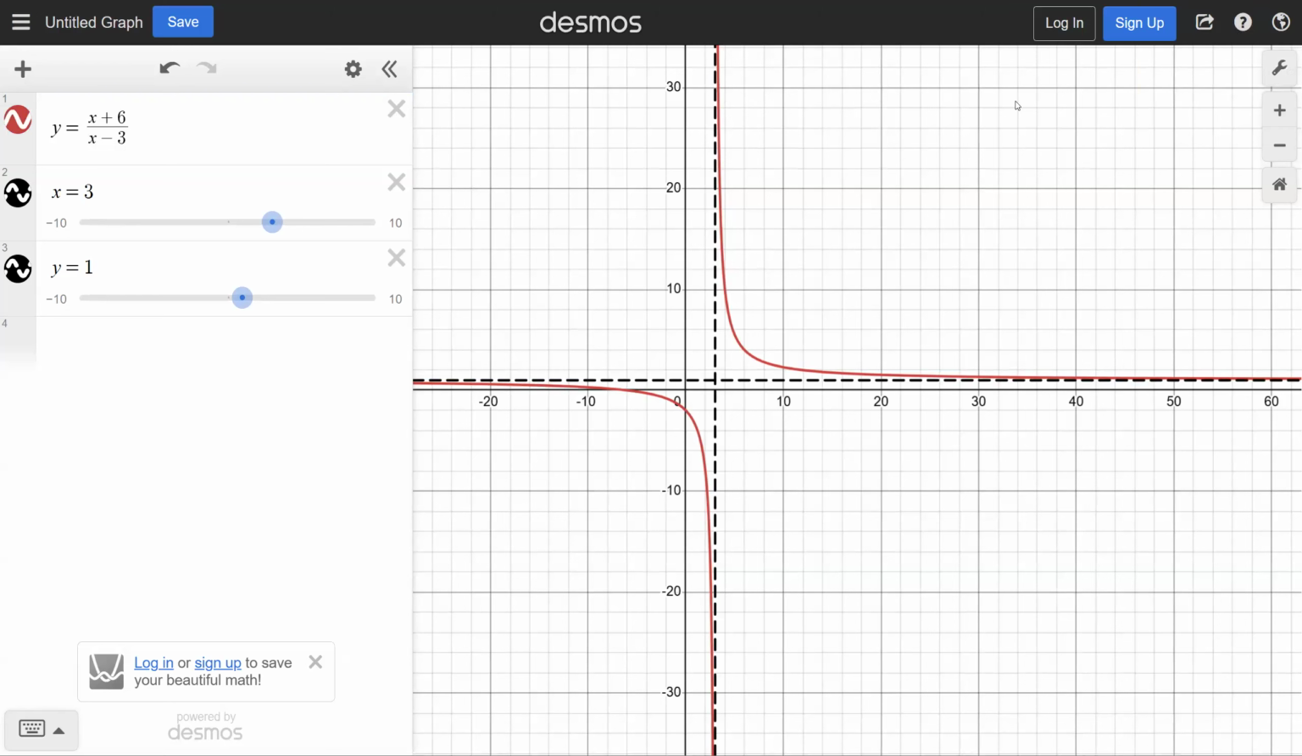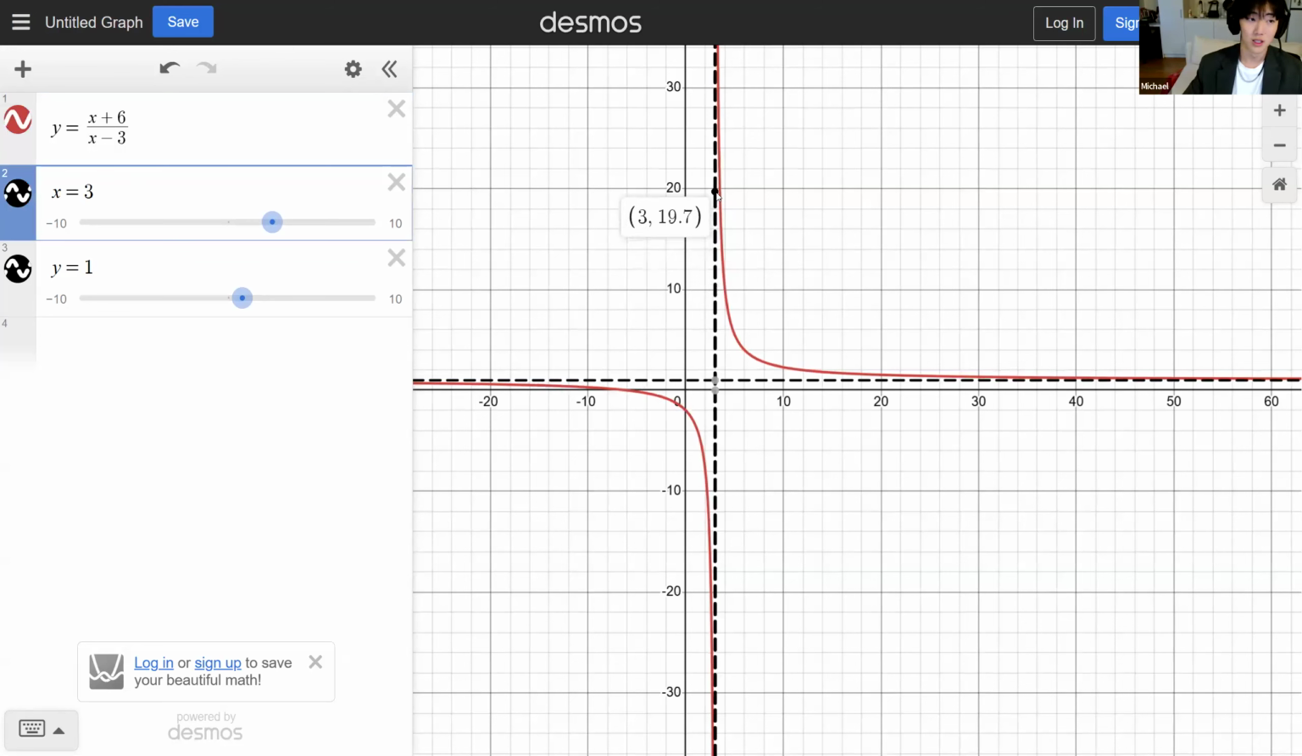Say it again. Another way to think about the vertical asymptote is what happens when x goes very, very close to 3. When x gets very close to 3, x minus 3 gets very tiny, and the numerator is approximately 9, since 3 plus 6 is 9. So we have 9 divided by a tiny number, and the result is very large.